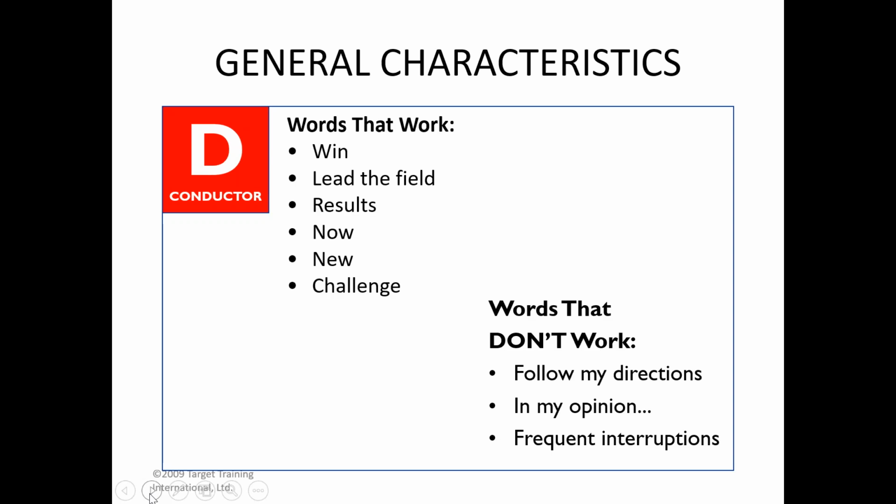Now keep in mind, when you're working with a D or you're interviewing a D, someone who you can see from an observable standpoint can handle problems, they want to see those results. Words that are not going to work for them are follow my directions, in my opinion, or frequent interruptions. Words that do work, such as win, lead the field, results, now, new, and challenge, a high D is going to be very receptive to this. So if you're conducting an interview with the high D, you want to make sure that you frame your questions and your statements as it relates to utilizing these adjectives.